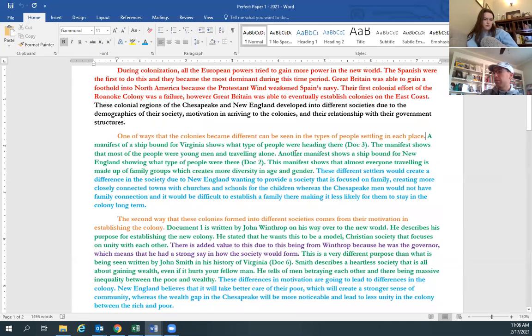One thing, there's 2 different ways you can do this. I'll explain both. The first is I just describe what the document is saying, or I just describe the source line. So I say manifest of a ship bound for Virginia shows the type of people that were heading to it, and then I do parentheses document 3. That's one way to cite. If you look down at the second paragraph, you could also just say document 1 is written by, and that's good enough for your cite as well. We need to get a little bit better about citing the documents just going forward. It's just something we can do to make it slightly better.